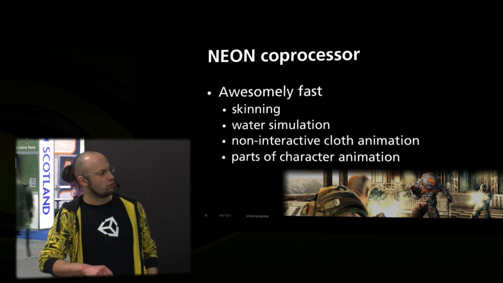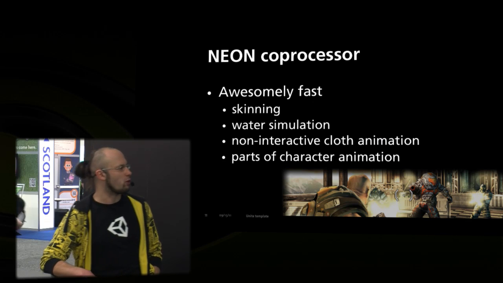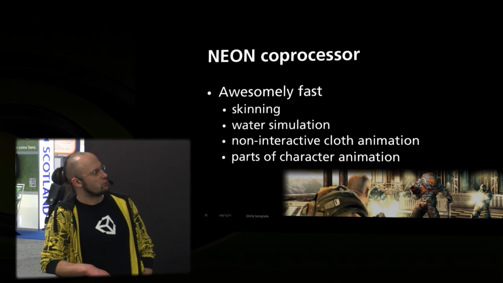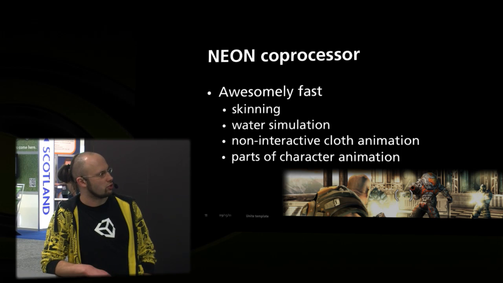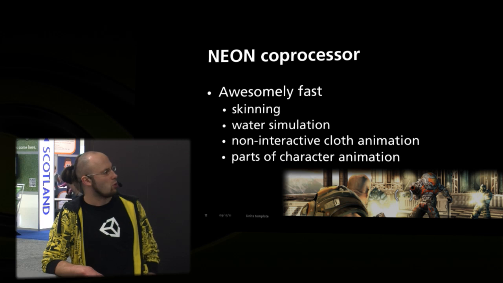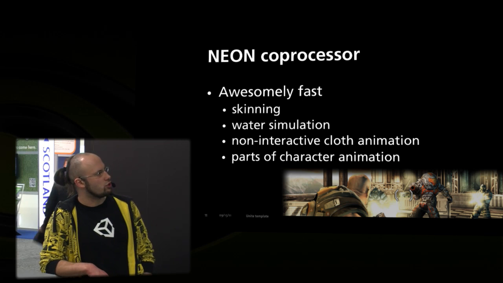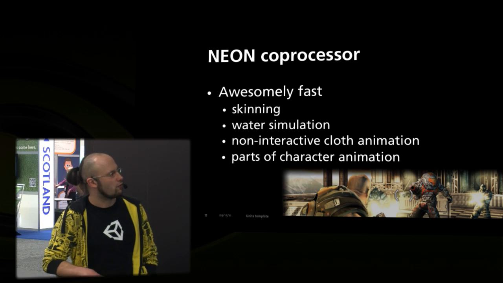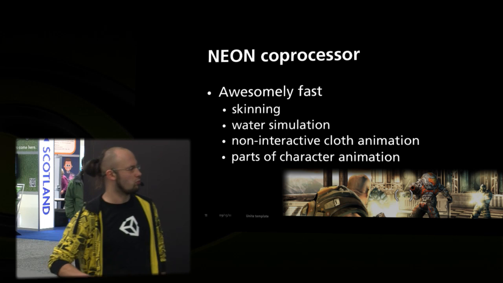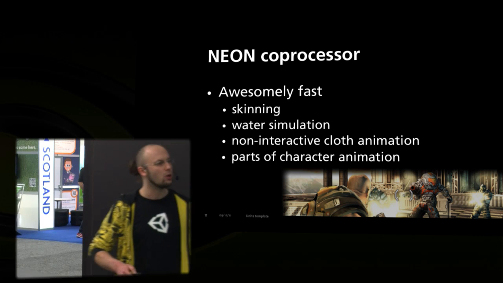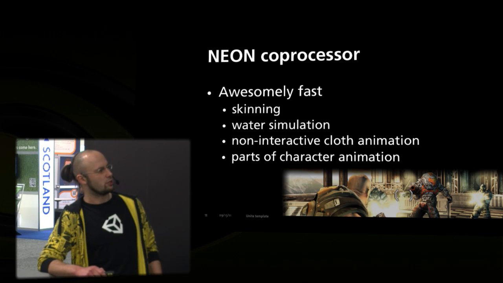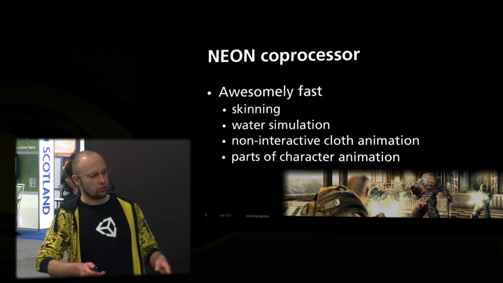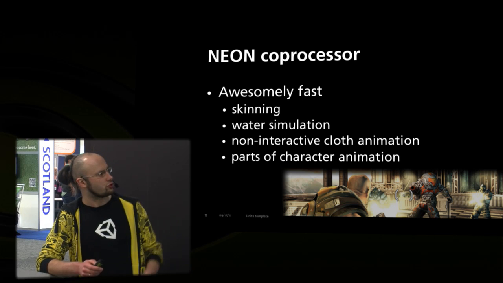We try to use the Neon coprocessor as much as possible. They are very powerful on Tegra; you have 4 of them. We spent some time optimizing handwritten assembly for them, but it really pays off. We do skinning, water simulation, a little bit of cloth, and parts of the character animation, which are basically multiplying matrices. That's all done in Neon, and it's parallelized, so it can take care of all 4 cores.